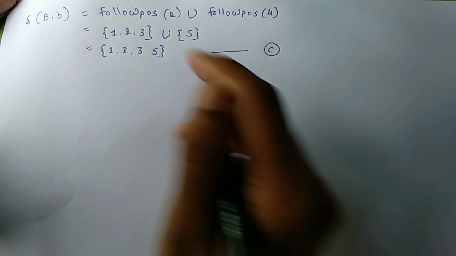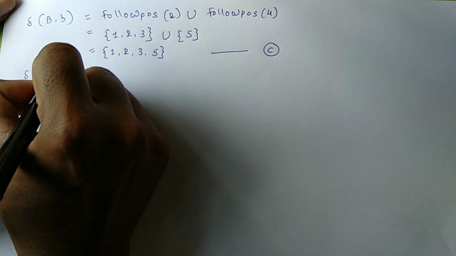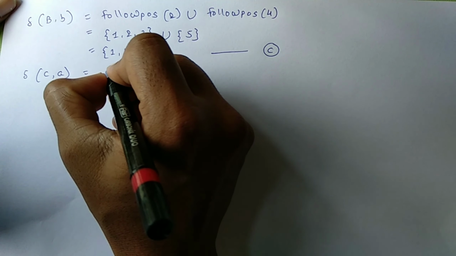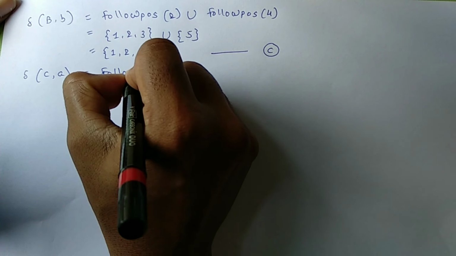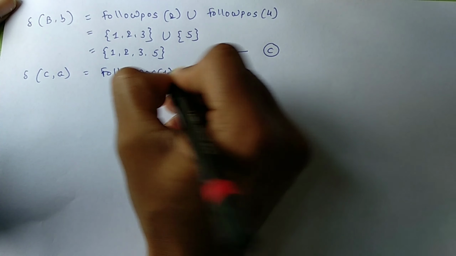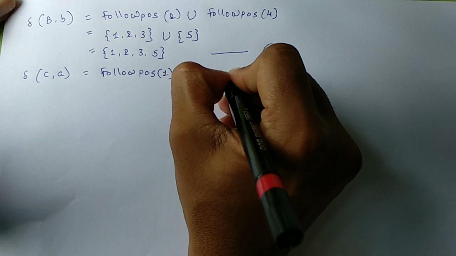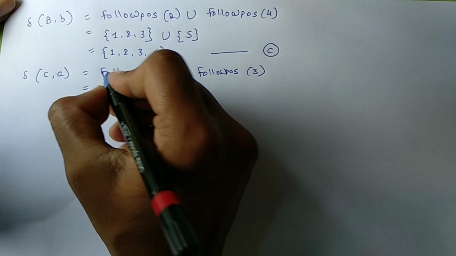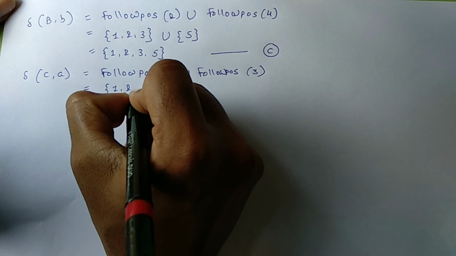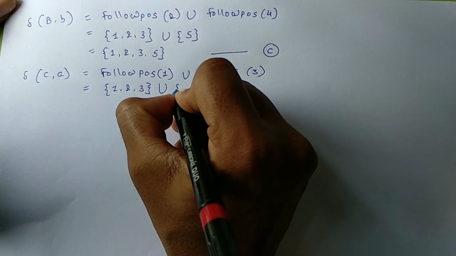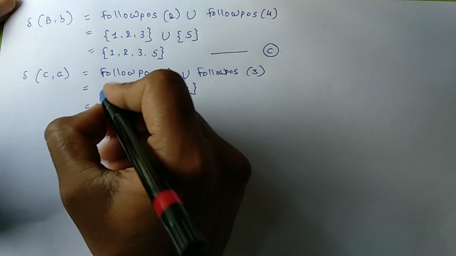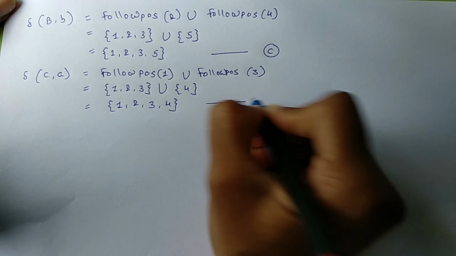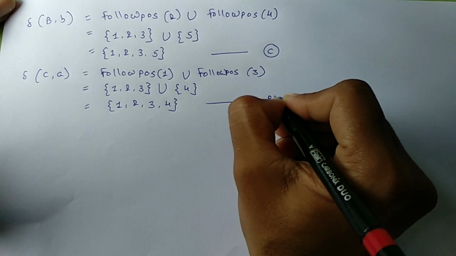Now find delta C to A. Follow position of 1 union follow position of 3. Follow position of 1 is 1 2 3 and follow position of 3 is 4. So delta C to A is 1 2 3 4, which is repeated, so the state is B.